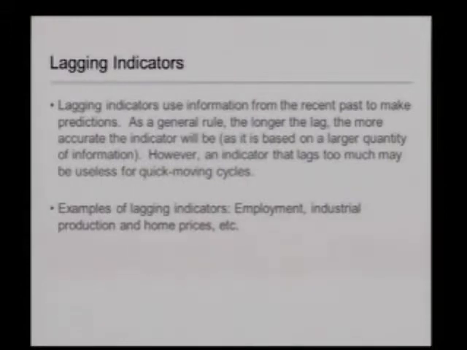Lagging indicators use information from the recent past to make predictions. As a general rule, the longer the lag, the more accurate the indicator will be, as it is based on a larger quantity of information. However, an indicator that lags too much may be useless for quick-moving cycles. Examples of lagging indicators: employment, industrial production, home prices, etc.